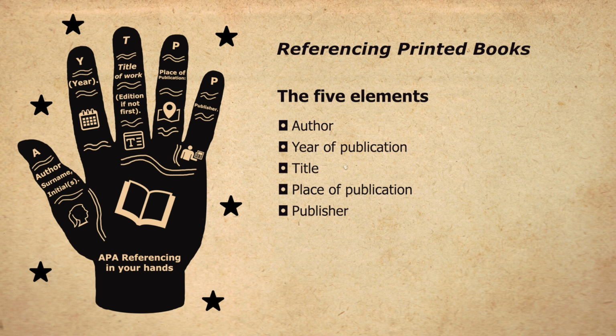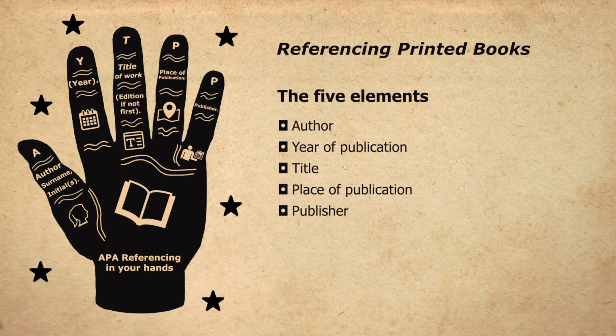There are 5 components that you need when referencing a printed book in your list of references or bibliography. 1. The author's surname. 2. The year of publication. 3. The title of the work. 4. The place of publication. And finally, number 5, the publisher.